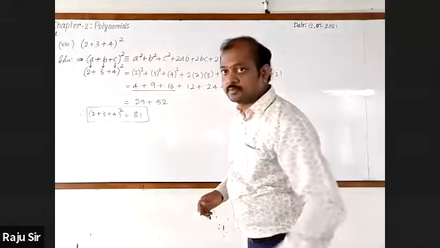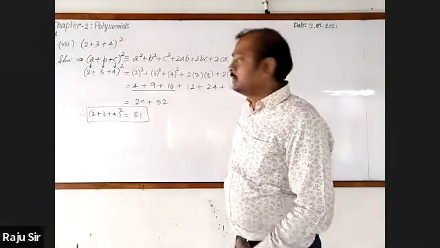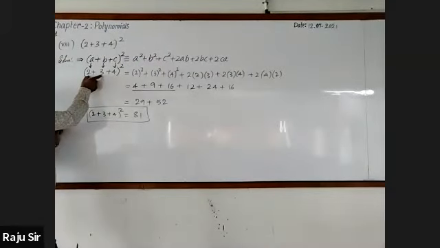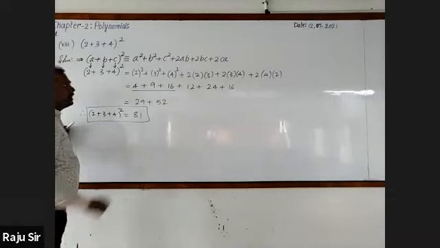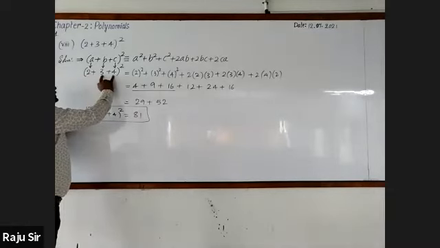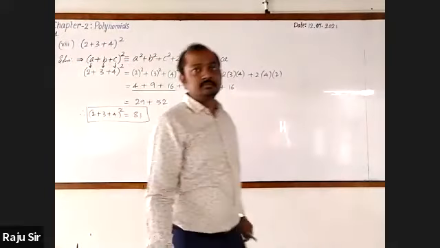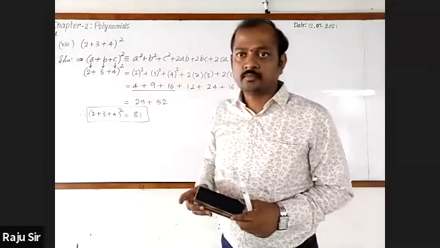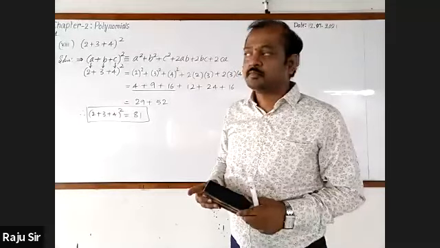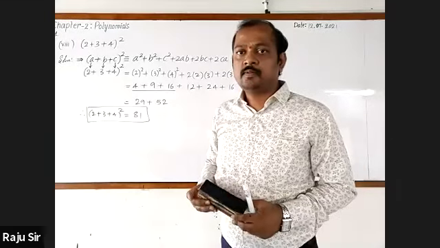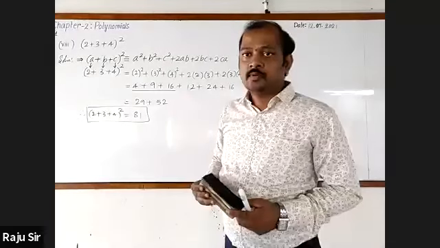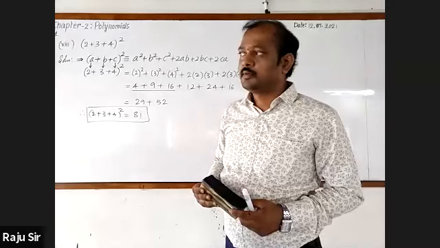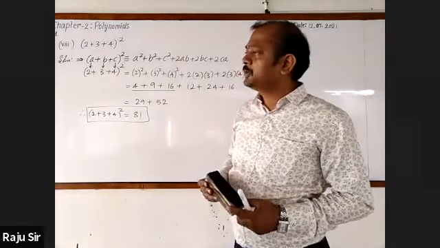Sir, can we use (a + b) whole square? (a + b) whole square can be used. You may take a as 2 and b as 3 plus 4. Sir, can we add 2 plus 3 as 5, then 5 plus 4 whole square? According to (a + b) whole square, can we take a as 5 and b as 4?